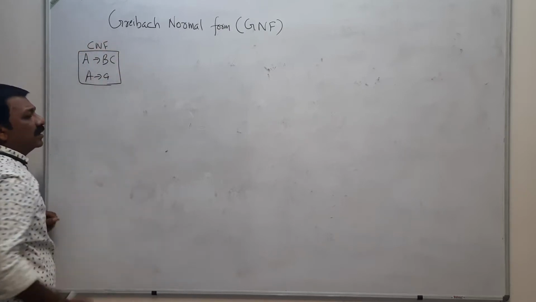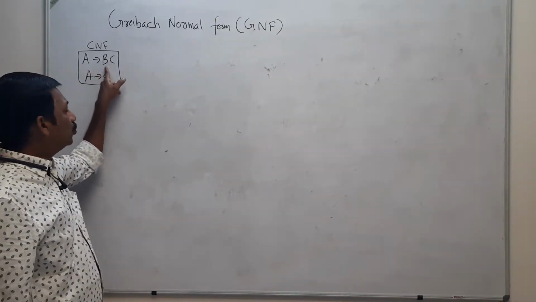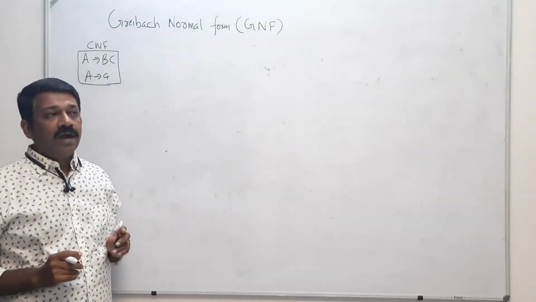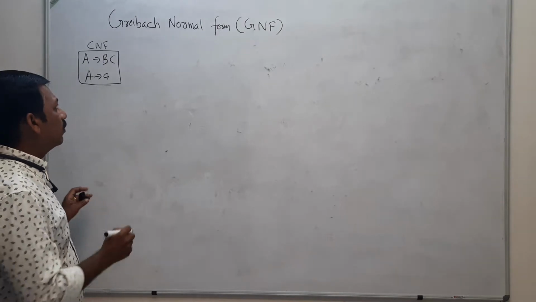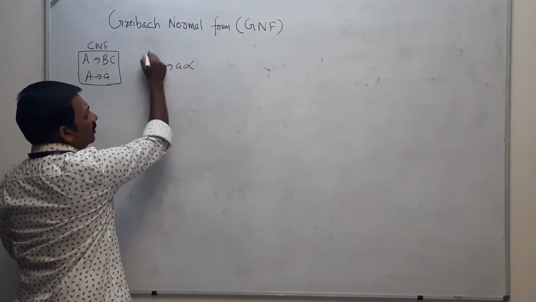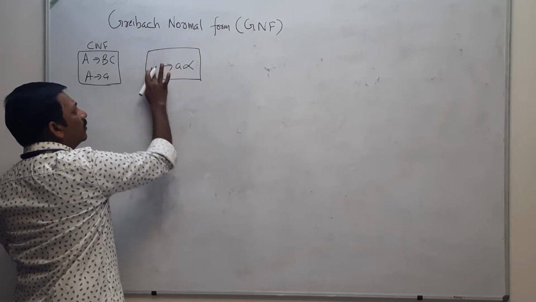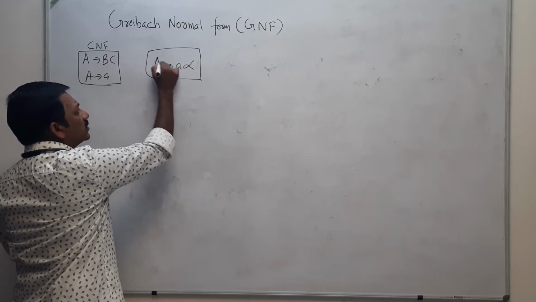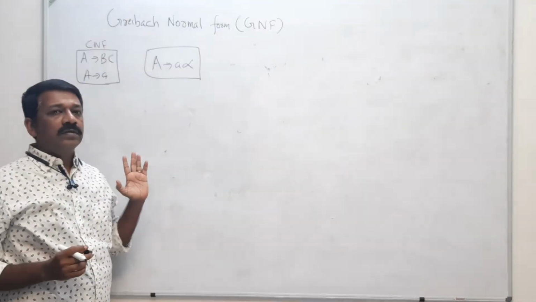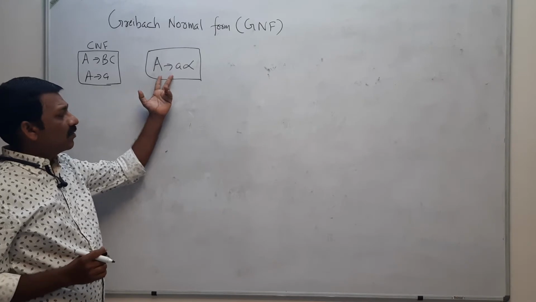That means the right hand side of every production should be either two non-terminals side by side or a single terminal. And for Greibach normal form, every production is of the form A derives a alpha. This is the standard form of A derives a alpha. That means this is Greibach normal form, and as you know, this is a context-free grammar.